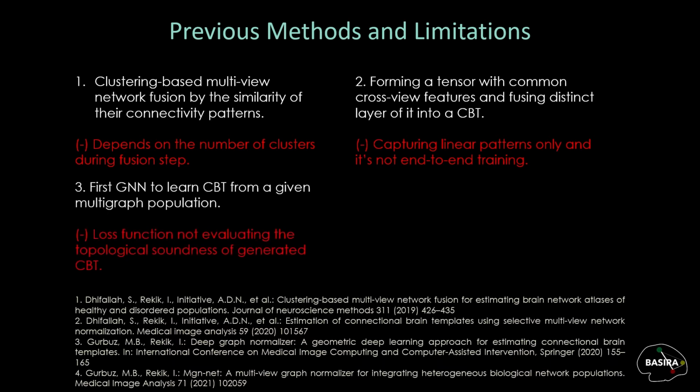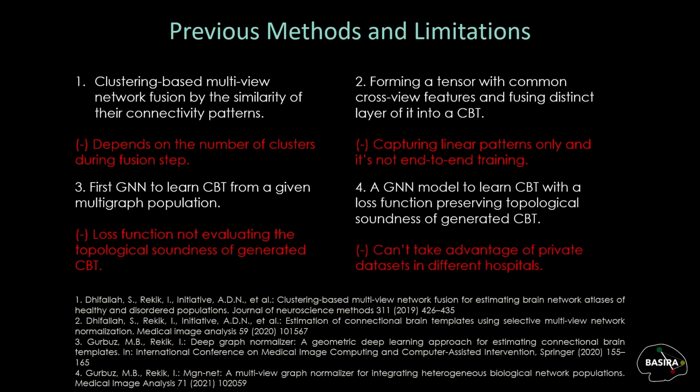Another one proposed an algorithm called Deep Graph Normalizer, DGN for short, which is the first geometric neural network, GNN for short, to learn a CBT from a given multigraph population, even though its loss function does not evaluate the topological soundness of the generated CBT. MGNNet offered a GNN model to learn a CBT with a loss function preserving the topological soundness of the generated CBT, but it cannot take advantage of private datasets in different hospitals.